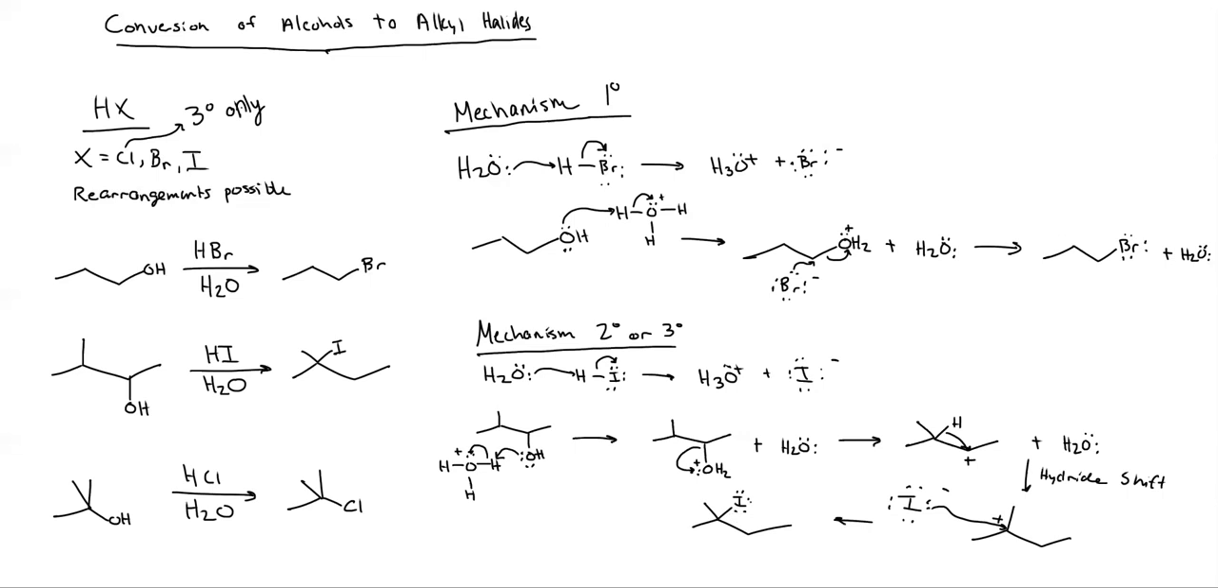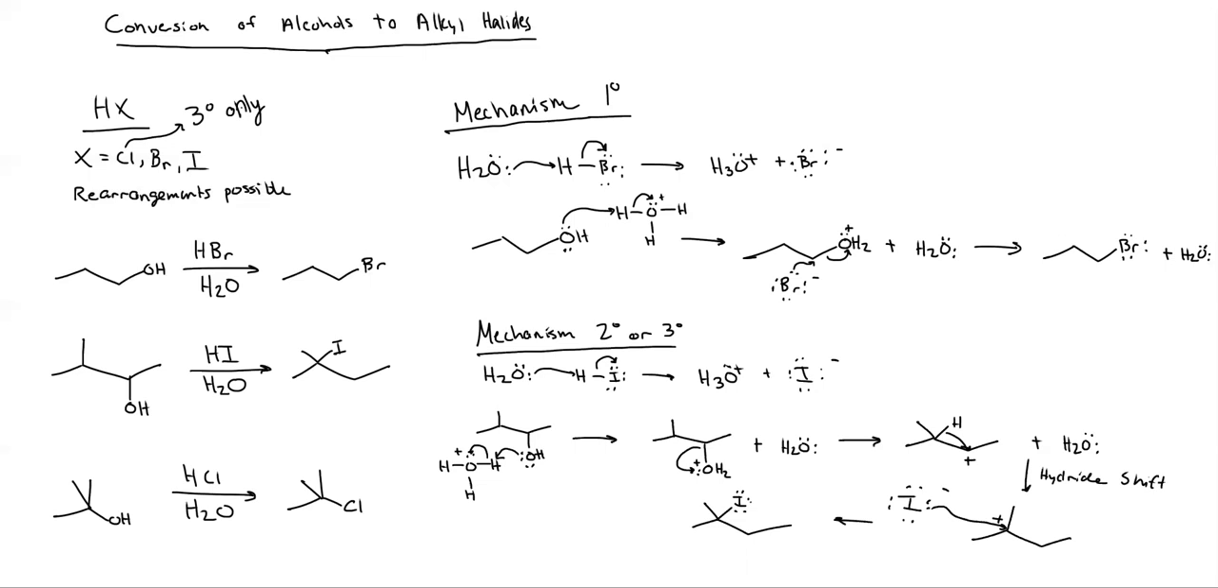So this is my mechanism for a 2 degree or a 3 degree. A 3 degree would follow the same type of mechanism, right? So this one with HCl, I would protonate the OH, and then the OH2 would leave, and then I'd get a carbocation, and then the Cl would attack the 3 degree carbocation, and then that would give me my final product. Okay, so very similar reactions there.